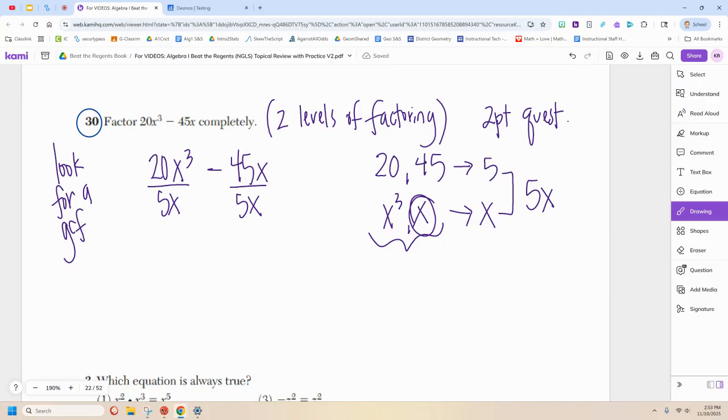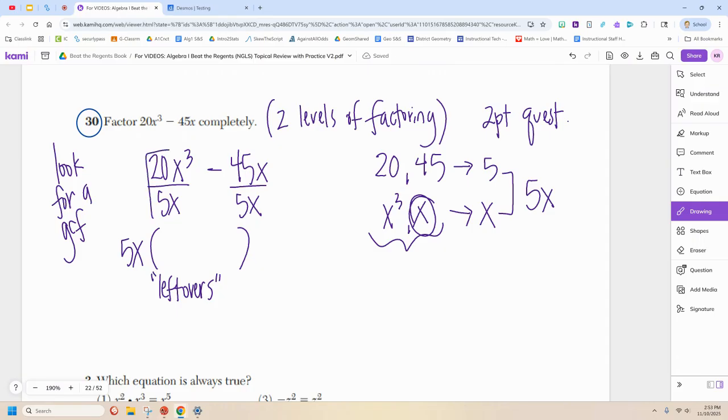But one of the important things to remember to get at least 1 point is the 5x is still part of the answer. It's not gone completely. And then you're going to put some parentheses, and this is what I like to call the leftovers. And it's the remaining factor after you divide or factor out the 5x. We're undoing the distributive property.